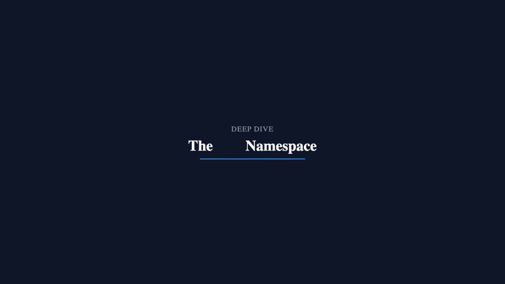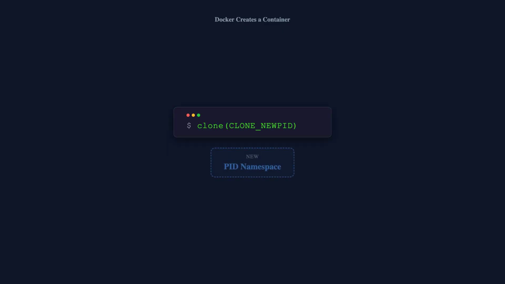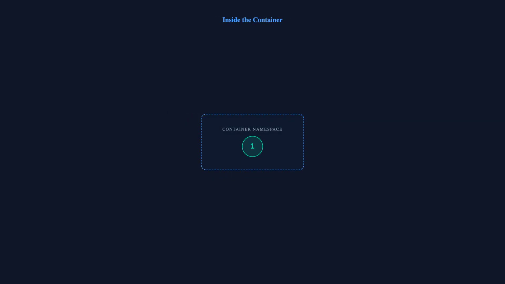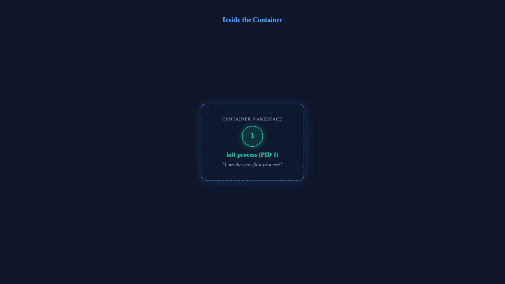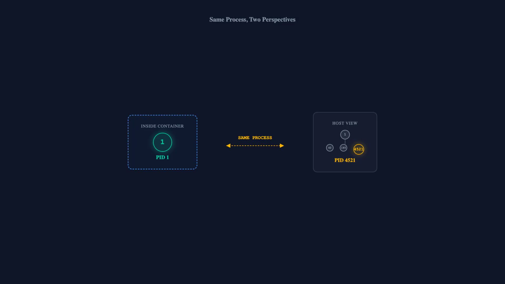Let's start with the most intuitive namespace, the PID namespace. On a normal Linux system, every process gets a unique process ID. PID 1 is special. It's the init process, the ancestor of all other processes. When Docker creates a container, it uses a system call called clone with the CLONE_NEWPID flag. This creates a brand new PID namespace. The first process in this new namespace gets PID 1. From inside the container, it looks like the init process. It thinks it's the very first process on the system. But from the host's perspective, this same process might be PID 4521. It's just another process in the host's process tree.